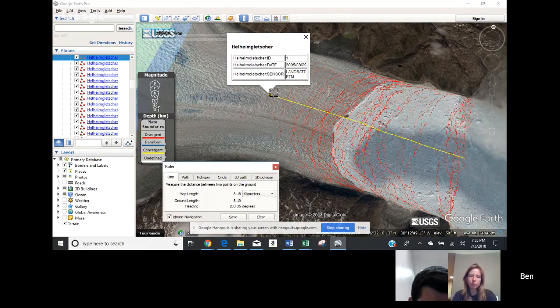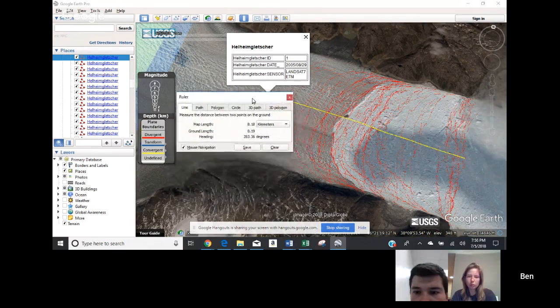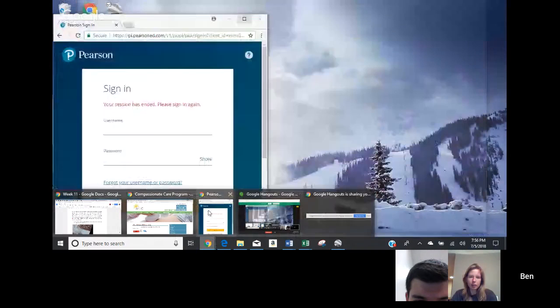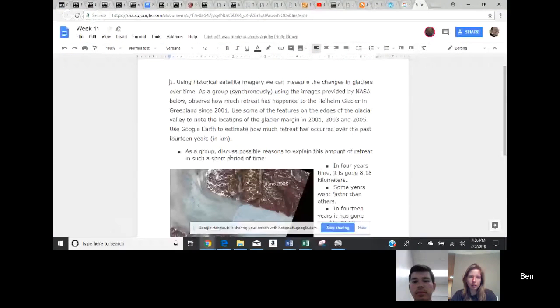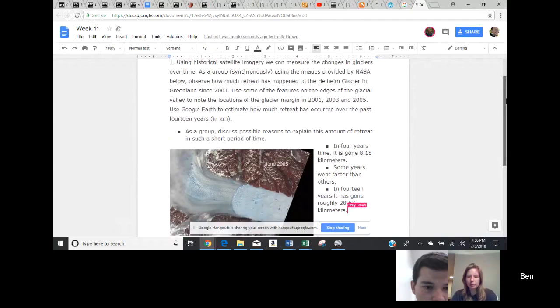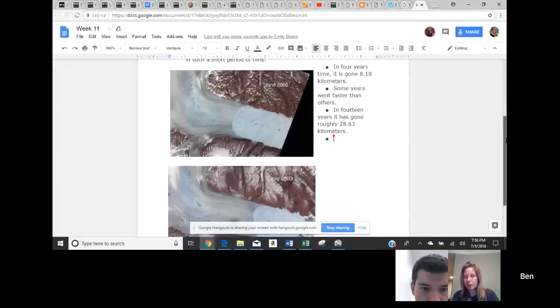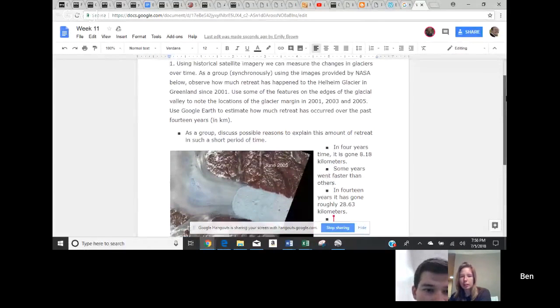So 28.63 kilometers, which is a long ways. So why has it gone that far in a short period of time compared to others? Kind of one of the questions we're asked to debate.